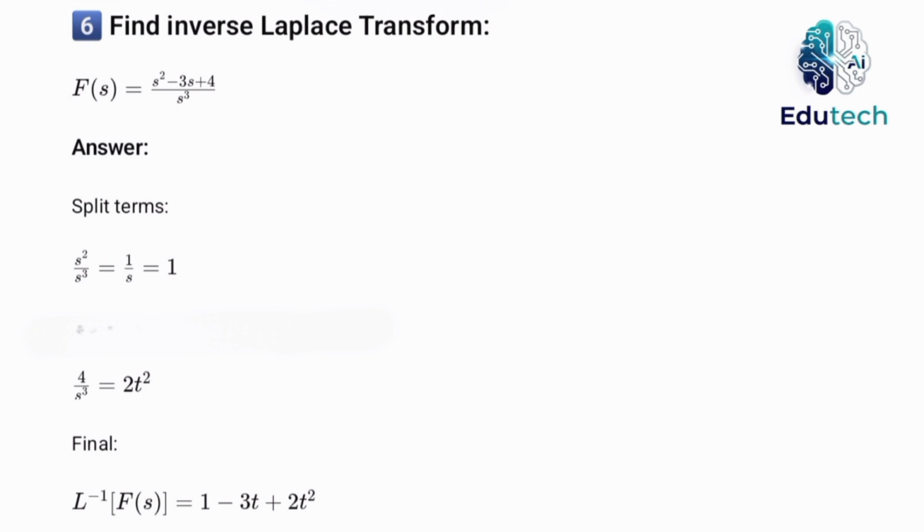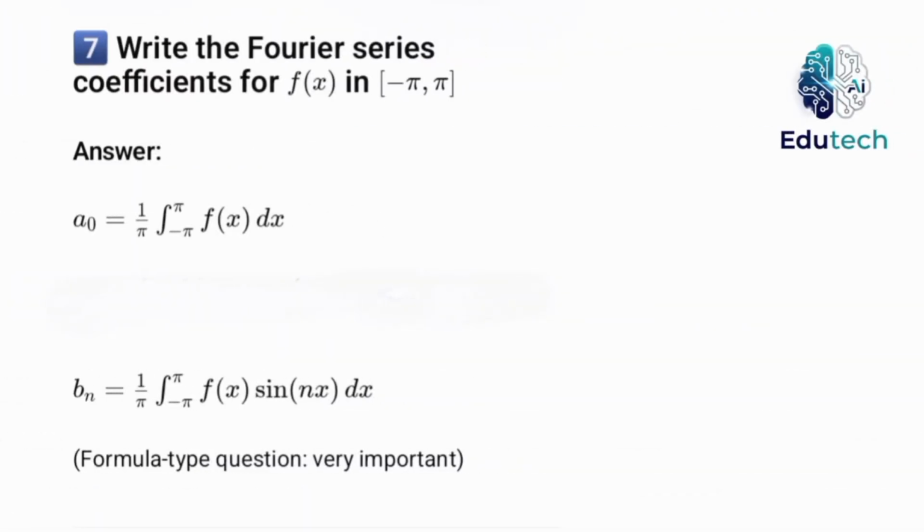Fourier series coefficients for f of x in minus pi to pi. A0 is equal to 1 by pi integral minus pi to pi f of x dx. Bn is equal to 1 by pi integral minus pi to pi f of x sin nx dx.